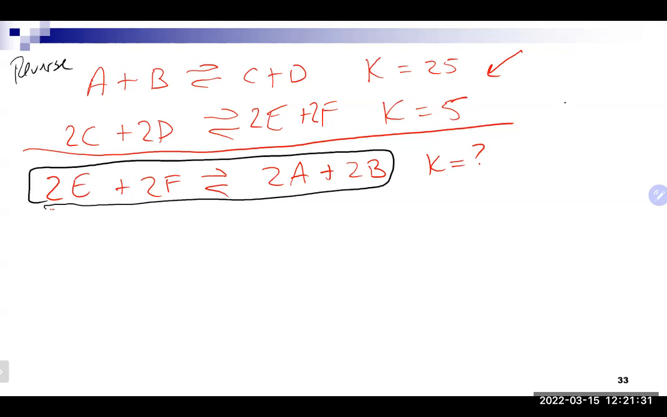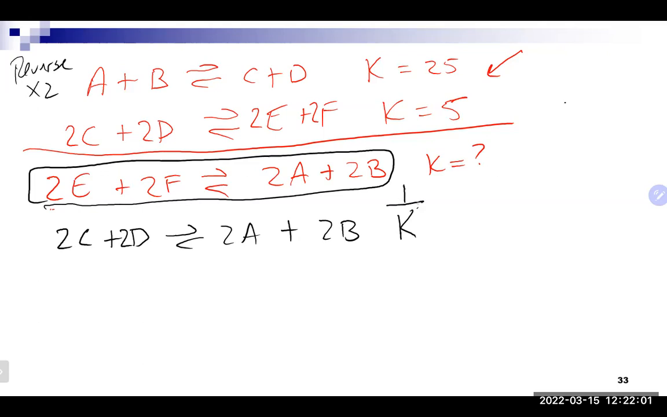In addition, I don't just have 1 A in the final one, I have 2 A, which means I also need to multiply that entire first reaction by 2. If I do that, I end up with 2C plus 2D goes to 2A plus 2B. Now the important thing is to think about what that does to our K. When I reverse it, it becomes 1 over K. And then I multiplied by 2, which means I then need to square it. Those are all the manipulations we did on the first one.